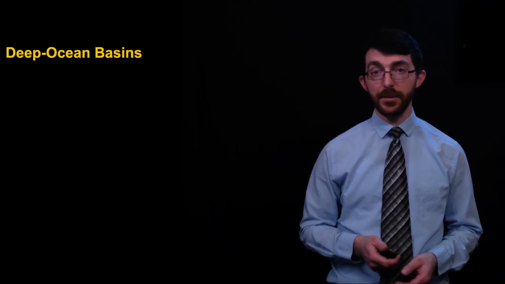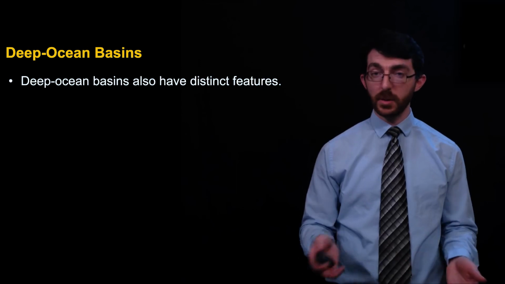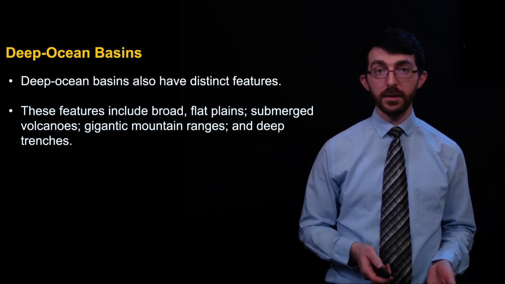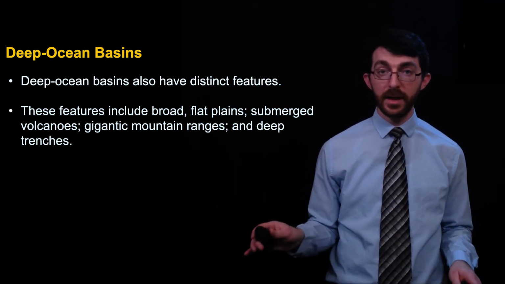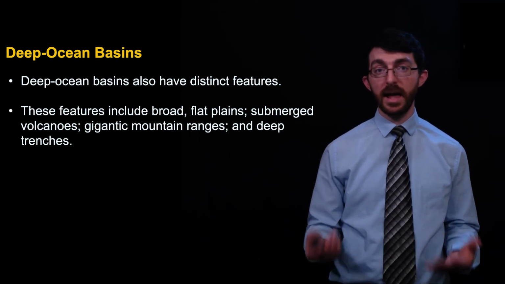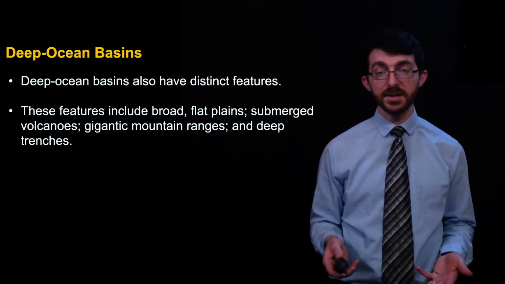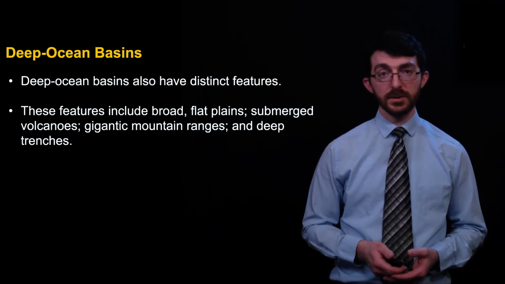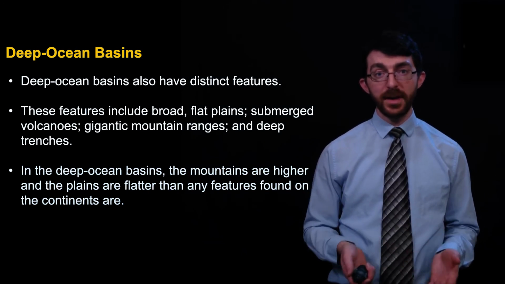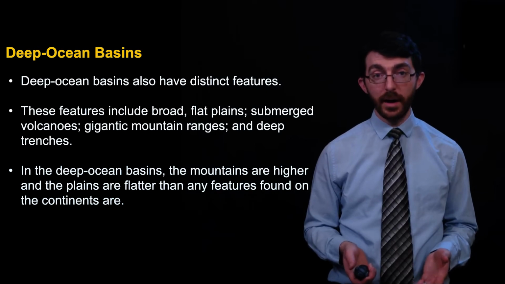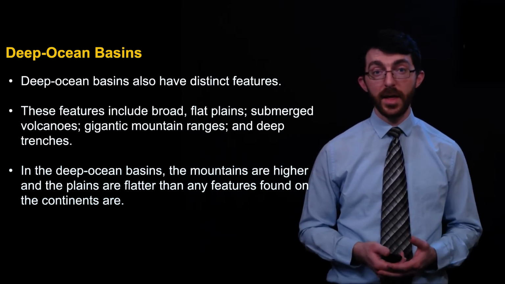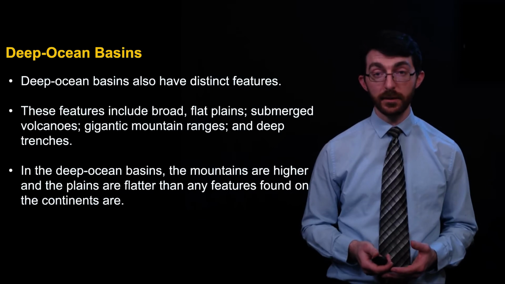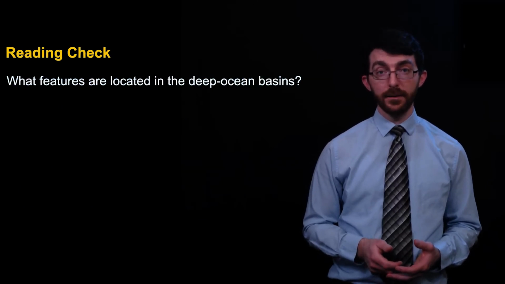So let's talk about the deep ocean basins some. They also have distinct features. They include broad, flat plains, submerged volcanoes, gigantic mountain ranges, and deep trenches. Okay, so in the deep ocean basins, the mountains are higher and the plains are flatter than any features found on the continents are.